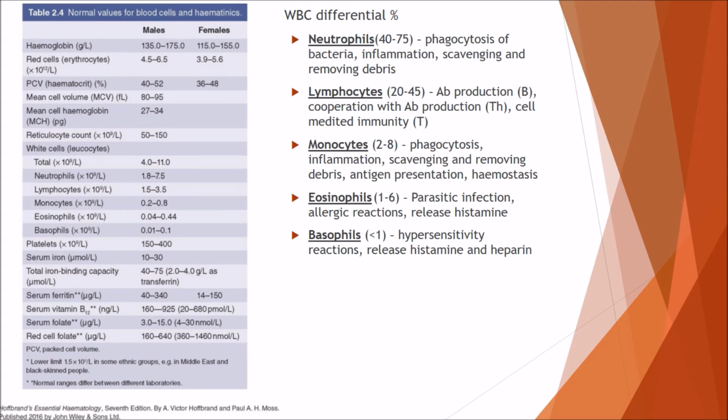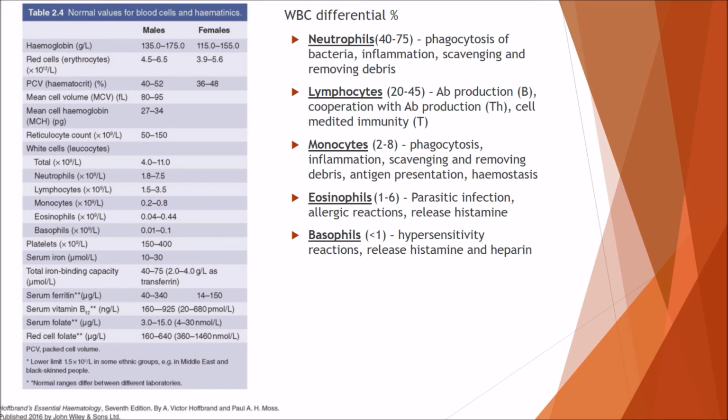Okay, you'll also get monocytes. These can range from 2 to 8%, or some references might go up to 10%. But again, these serve similar purposes as neutrophils, so phagocytosis, inflammation, and scavenging, removing debris. They're also involved in antigen presentation and also play a crucial role in hemostasis.